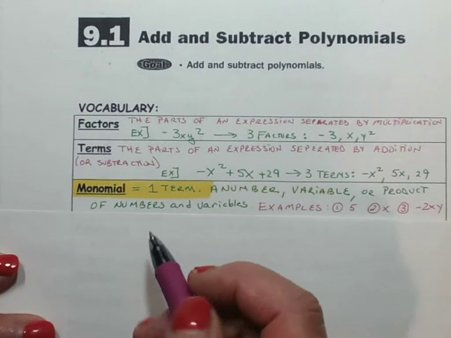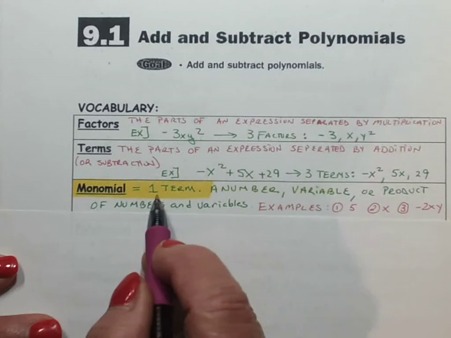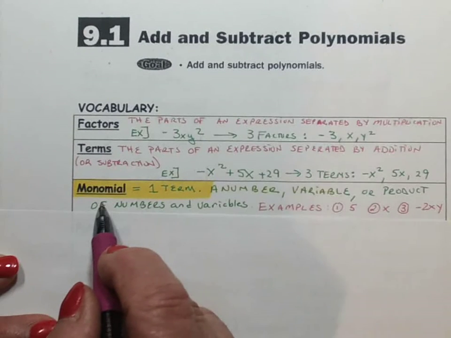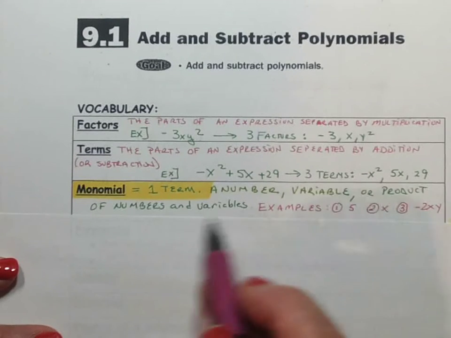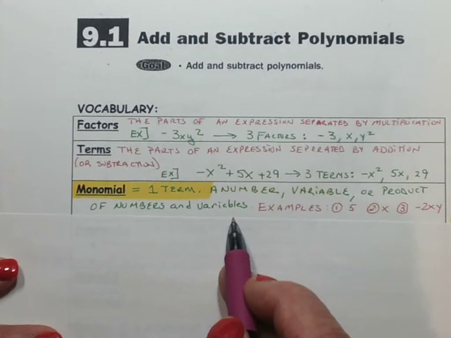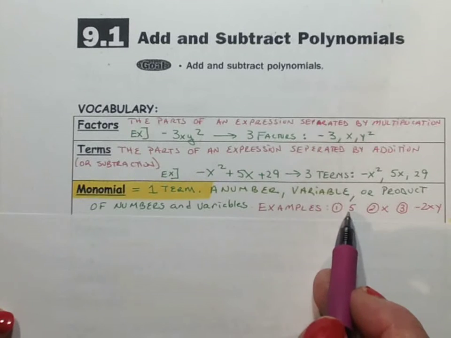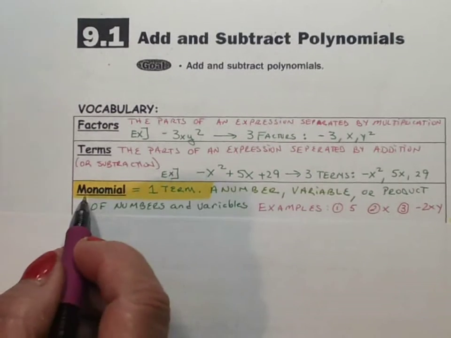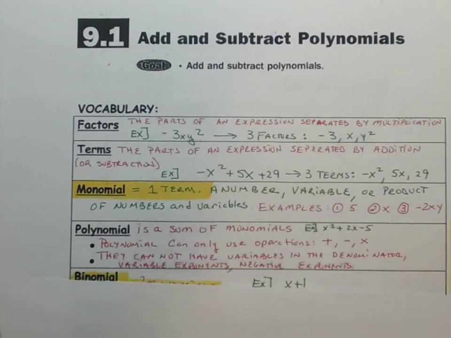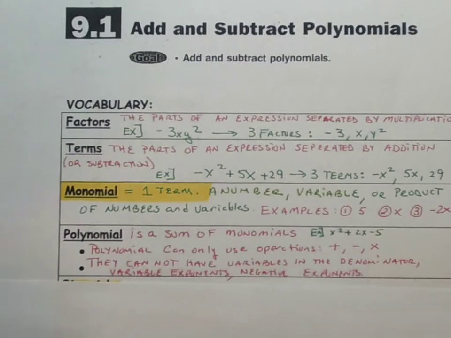So now we are going to call a term that is only one term a monomial. A monomial can be a number, a variable, or a product of numbers and variables. So for example, a monomial, which is one term, could be 5 or x or negative 2xy. Each of these are one term. Hence the name monomial. This is a new definition.